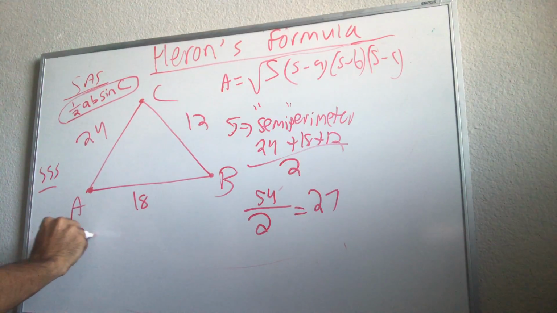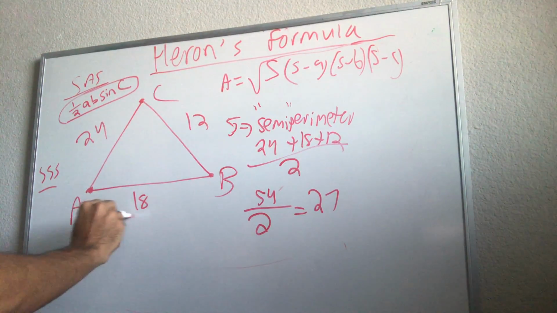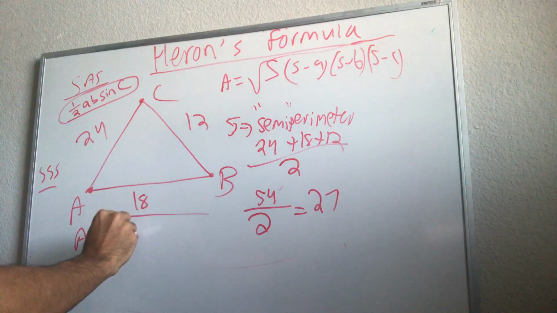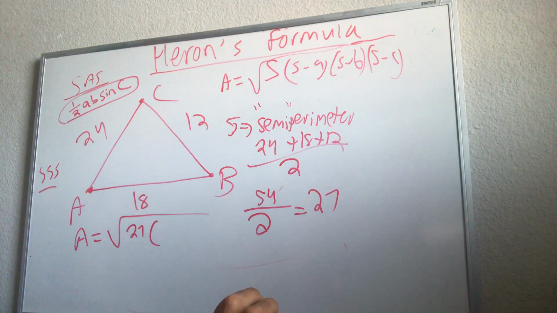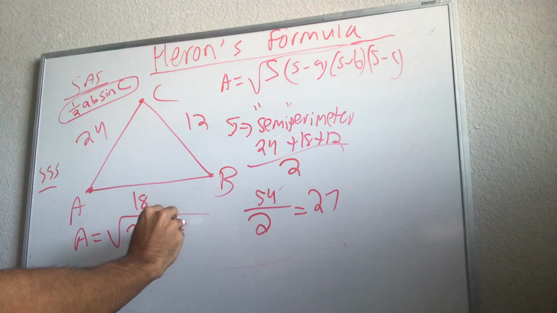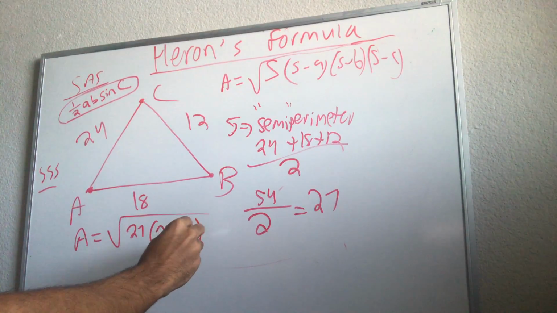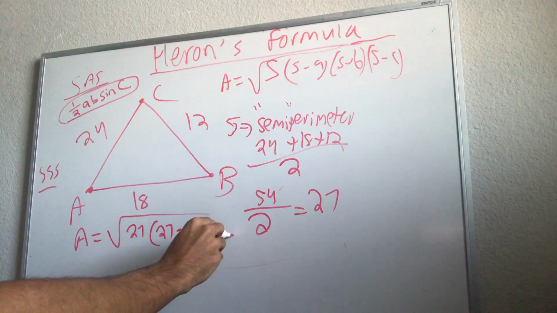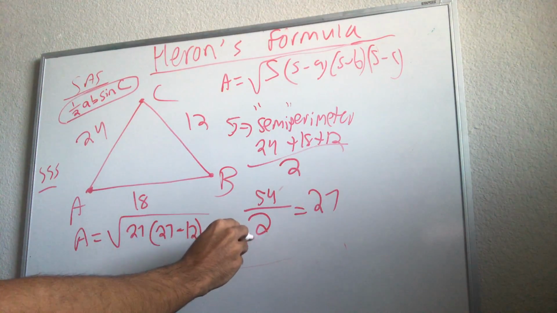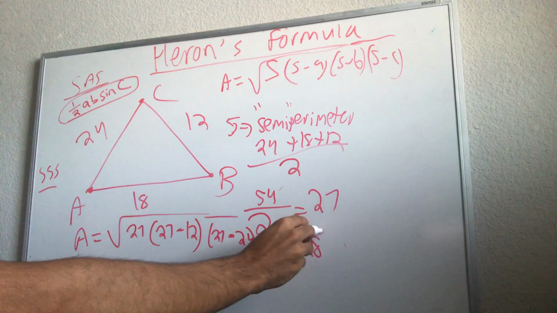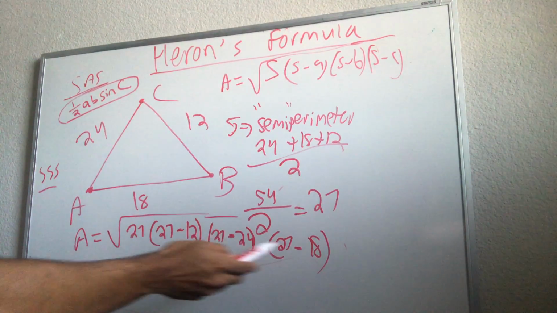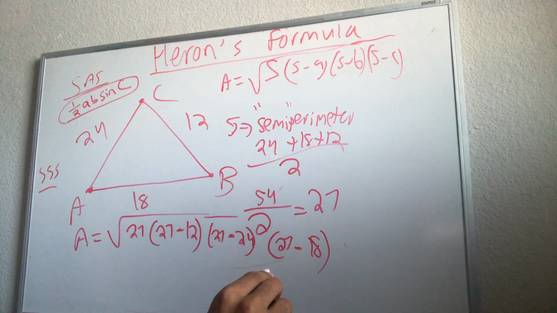And to find the area now, we just plug this into the formula. So it's the square root of 27, because that's S, times S minus A. So it will be 27 minus 12, and then we can really take anything, it doesn't matter, and then we have 27 minus 24, and times 27 minus 18. So you can see we're subtracting all three side lengths: 18, 24, 12. It doesn't matter which order you go in.